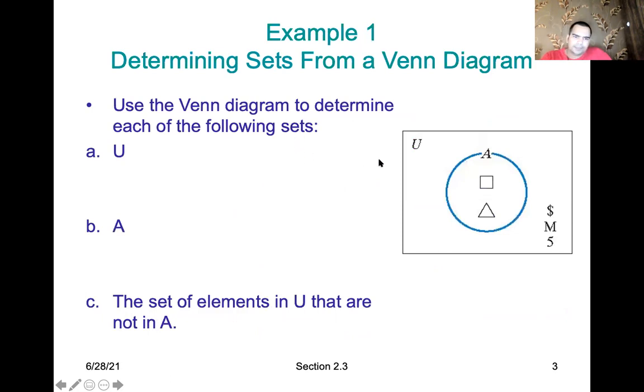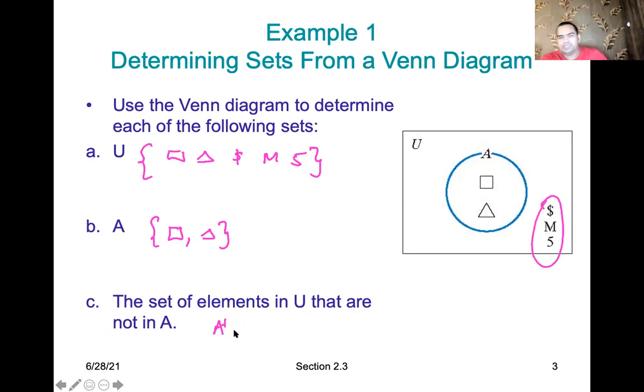Now, for example, let's say this is not exactly the complement. These are, let's say, triangle and square, and here are some of the notations. Use the diagram to determine each of the following sets. In U, we have a square, then a triangle, dollar, M, and 5. While in set A, we have the elements square and the triangle, and the set of the elements in U that are not in A is the complement of A. So A complement is these three elements, which are dollar, M, and 5. So these are going to be the complement elements. Complement is shown by A with a dash on the top. So just be wary of that as well.